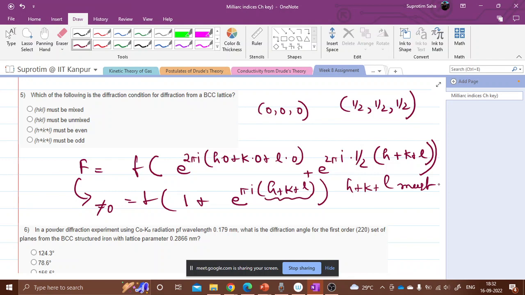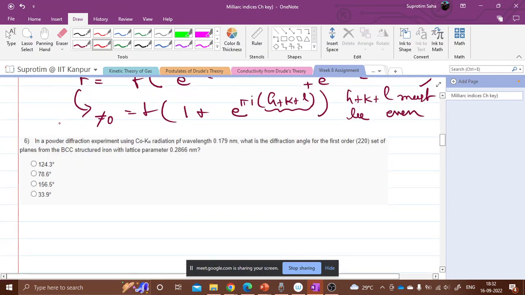So your correct answer would be h plus k plus l must be even. Okay, so this is quite simple.